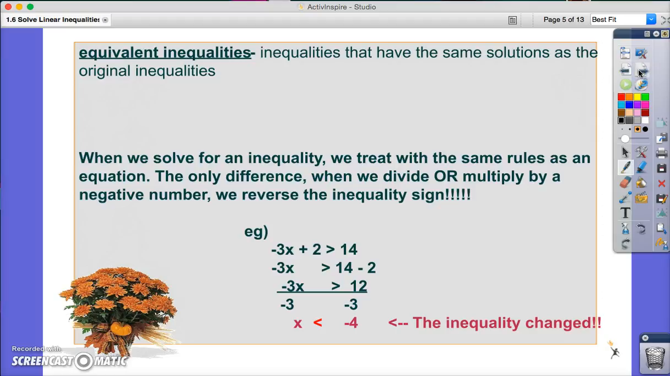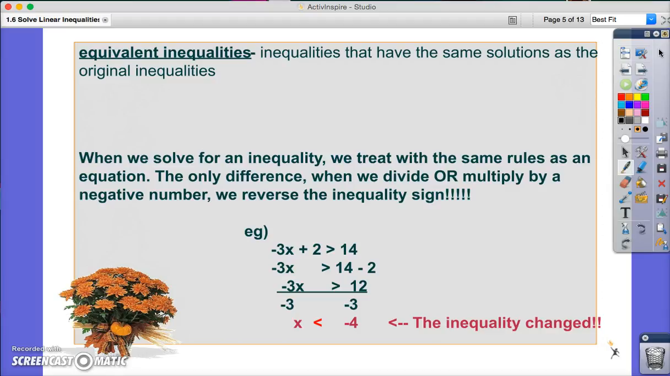So now we're going to get a chance to solve and graph coming up. So let's read the definitions here. Equivalent inequalities: inequalities that have the same solutions as their original inequalities. When we solve an inequality, we treat it with the same rules as an equation. The only difference is that when we divide or multiply by a negative number, we reverse the inequality sign.